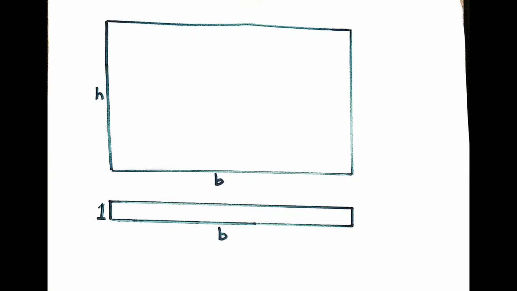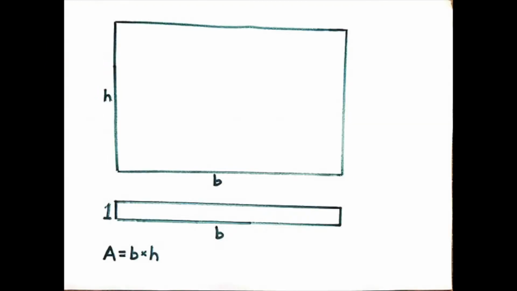So when we stack up these smaller rectangles to make up the total original rectangle, we have h smaller rectangles, each with b unit squares. That gives us h times b, or b times h, total unit squares in the area of the original rectangle. This means that the area of our original rectangle is b times h.